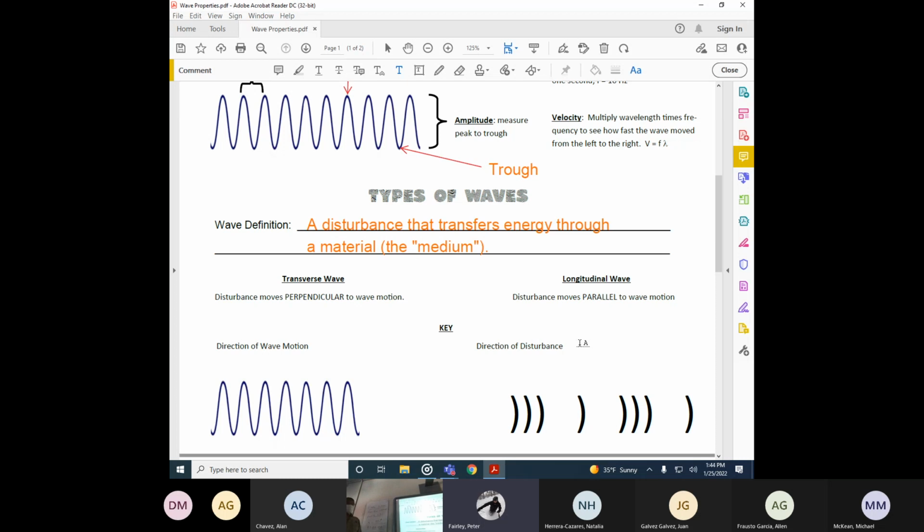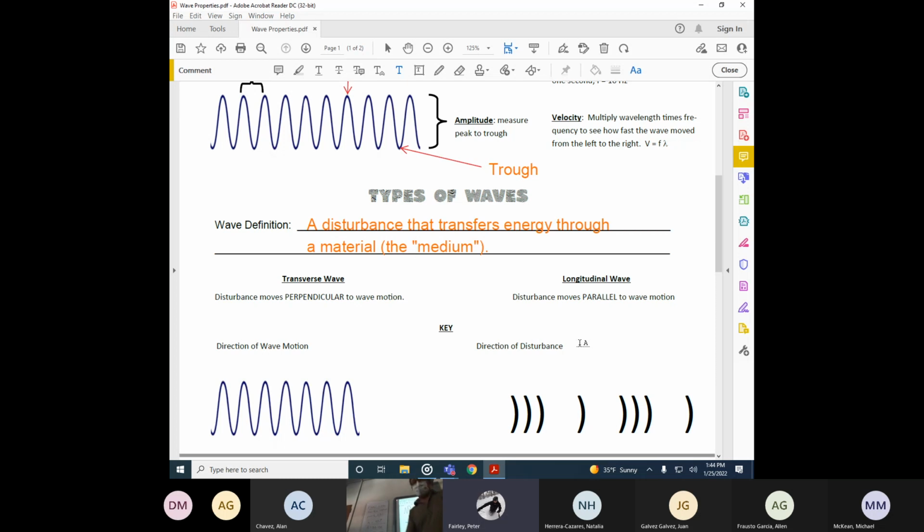Okay, next. There are two kinds of waves. Please look on the worksheet. What are the names of those two types of waves? Transverse wave and longitudinal wave. And notice that they differ by the way that the disturbance was moving. You see that? They differ by the way the disturbance moved.